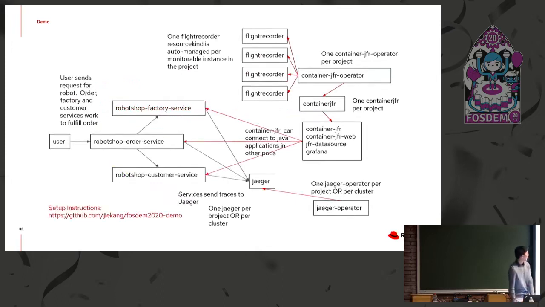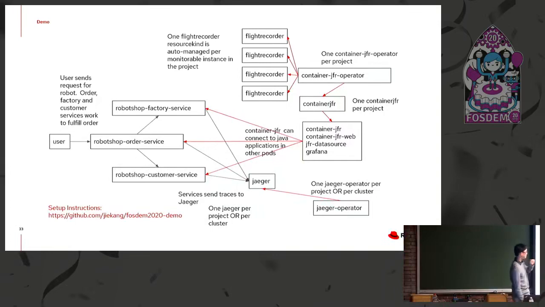So yeah, going back to the diagram, the setup is basically this microservice called the robot shop, which consists of an order service, a customer service, and a factory service. So a user is going to come in and request an order for a robot that goes into the order service, which tells the factory that it needs to build a robot, and then tells the customer service that they have a customer who needs the database to be updated with their order, etc. And so eventually a robot gets built and then it gets sent back to the user.